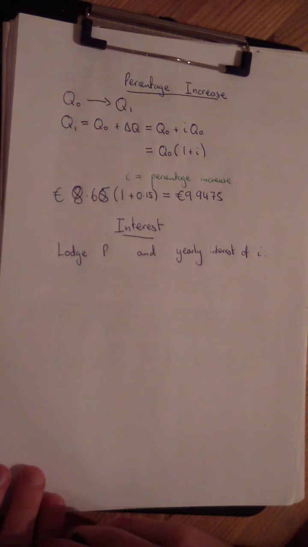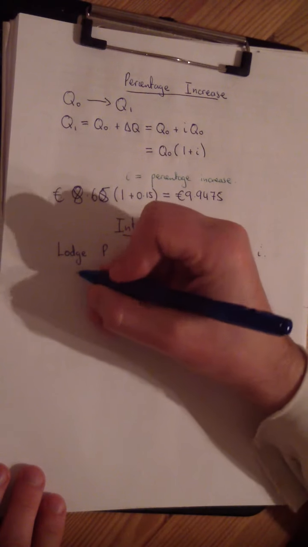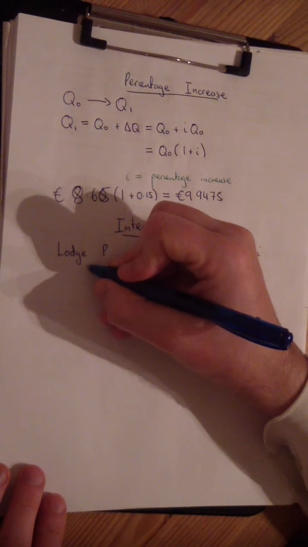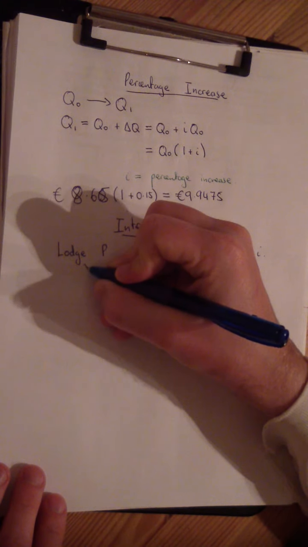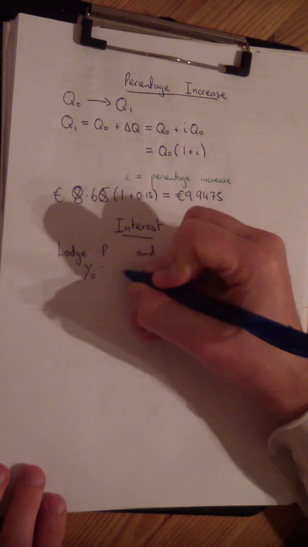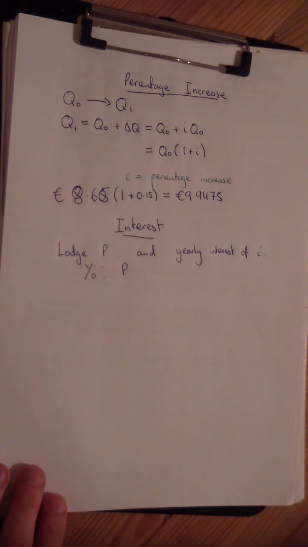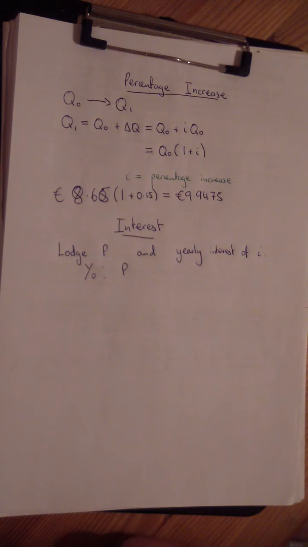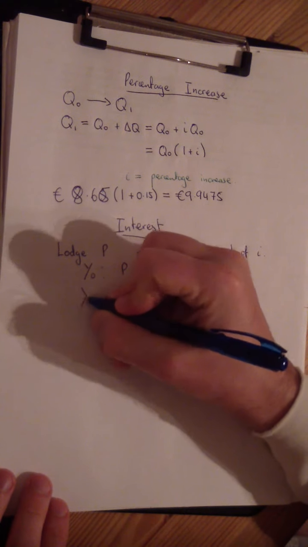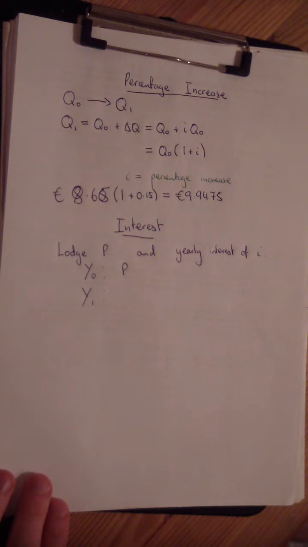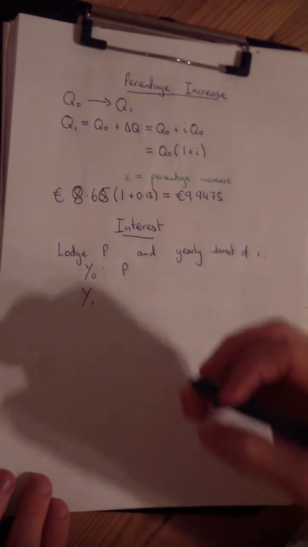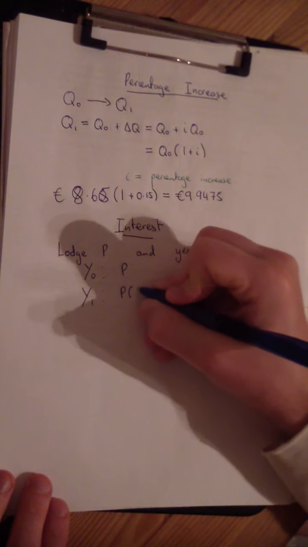So if we say that at the very start you have P, and now we're just going to lodge P. We're just going to leave it there. We are not going to save regularly. This is all we're going to do. Now after year 1, well, there's going to be interest. How do you do interest? You multiply by 1 plus I.